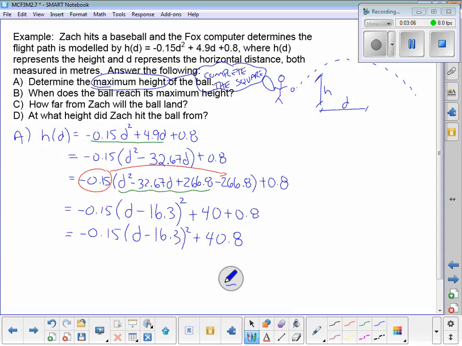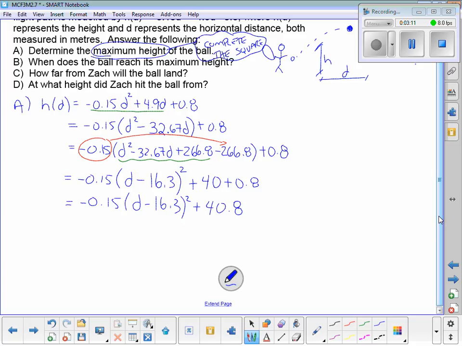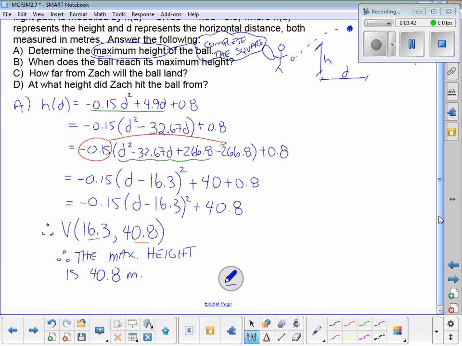So the maximum height of the ball occurs at the highest point, which is the Y value of our vertex. So our vertex would be 16.3 meters and 40.8 meters. That means, therefore, the max height will be the 40.8. So this is when it happened, and this is what the value was. So the max height is 40.8 meters. All right, so there's A answered.